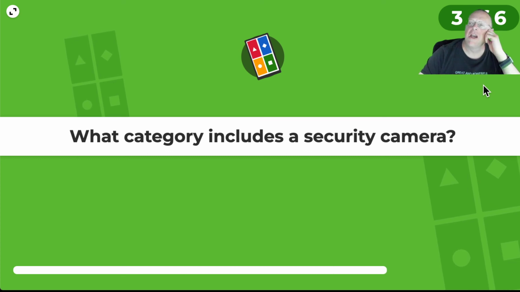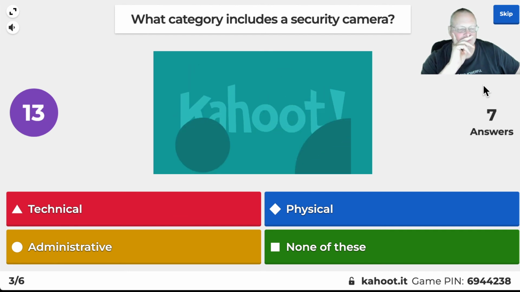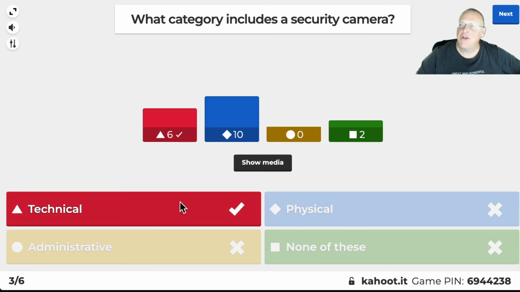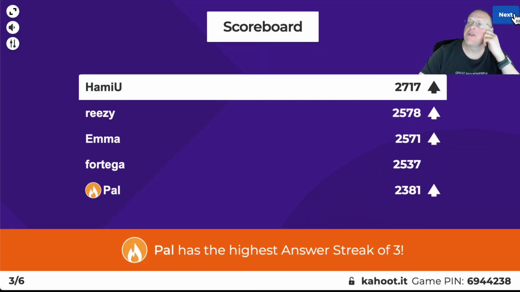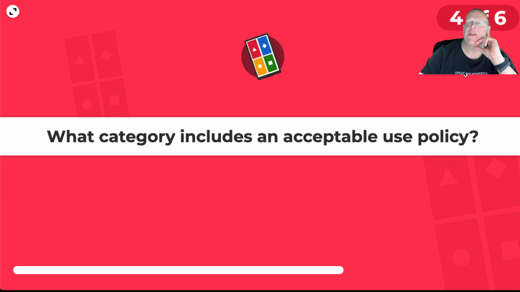All right, how about a security camera? That's technical. It's technology. It's also detective, but it's a technical control. It's not a physical control. It doesn't actually prevent you entering a room. Right. Well, you could see something physical there.